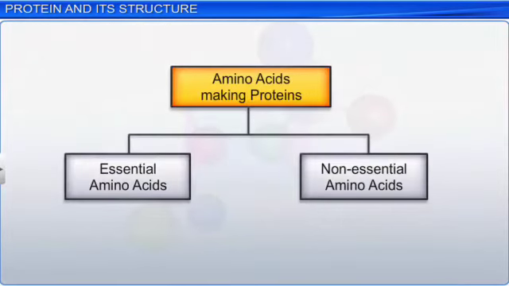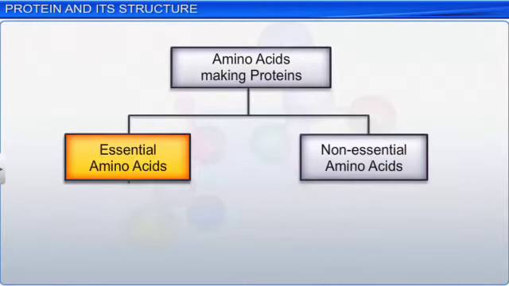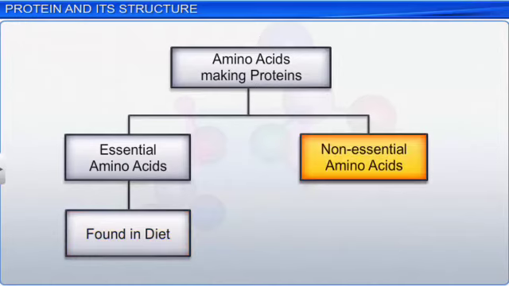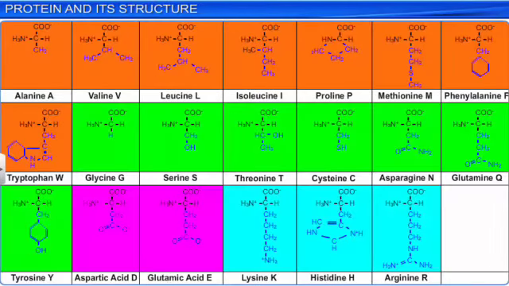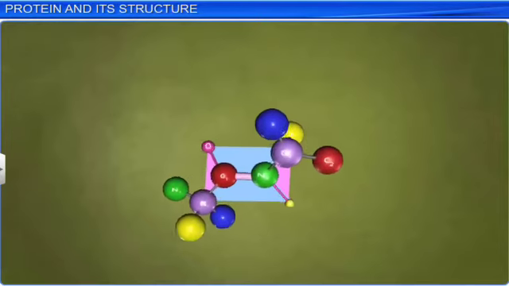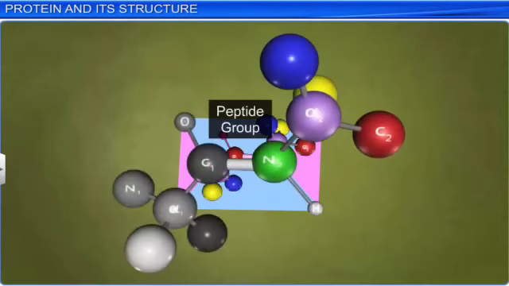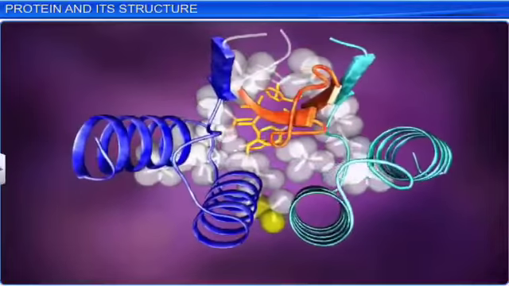Amino acids that go into the making of proteins can be essential or non-essential. Essential amino acids are found in our diet, while non-essential amino acids are synthesized by our body. There are 20 types of amino acids that come together to form proteins, and so they are also known as heteropolymers. In a heteropolymer, there are different types of monomers repeating n number of times. Proteins form very interesting three-dimensional structures.